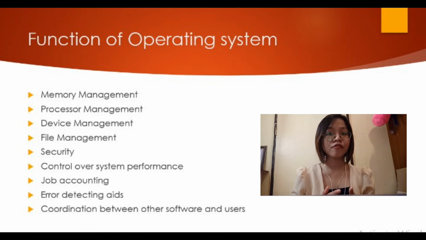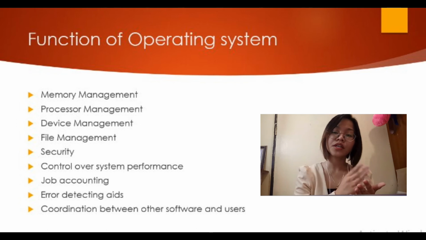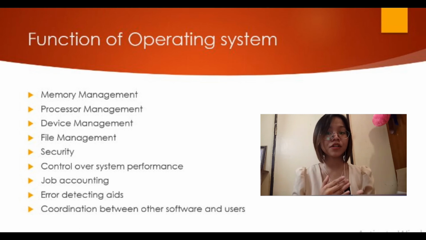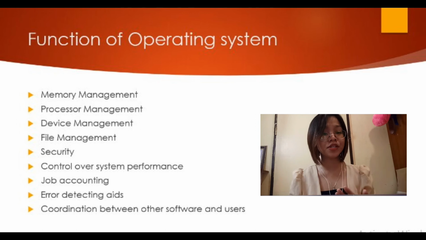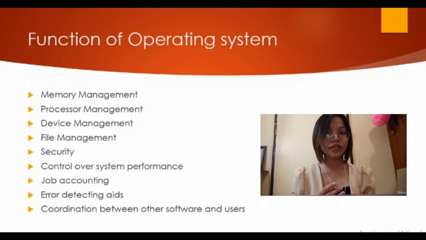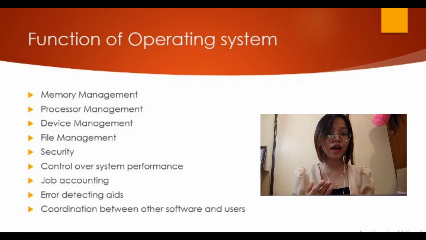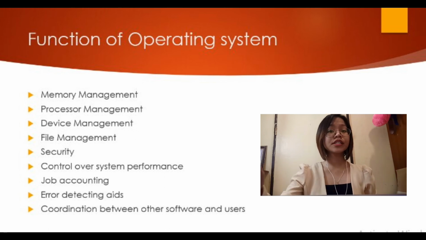Control over system performance records delays between requests for service and response from the system. Job accounting keeps track of time and resources used by various jobs and users. Error detecting aids include dumps, traces, error messages, and other debugging and error detecting aids. And lastly, coordination between other software and users.